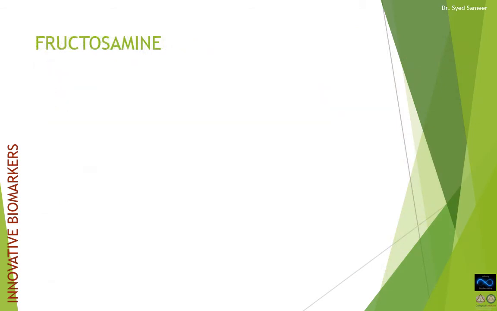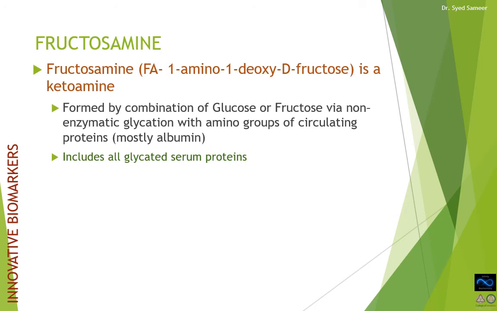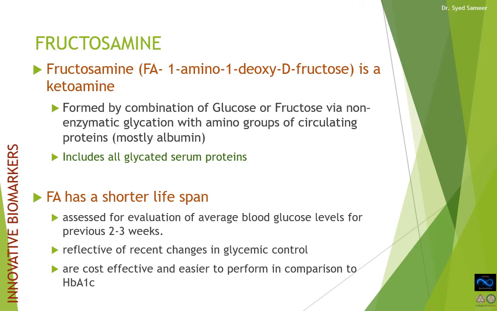Another innovative biomarker is fructosamine. Fructosamine is similar to glycated albumin. It is a ketoamine. It is also formed by the glucose or fructose reaction, glycation, with the amino group of the proteins, all proteins. So it includes all glycated serum proteins. It has a shorter lifespan and it can assess the blood glucose levels for the previous 2 to 3 weeks, similar to glycated albumin, and it is also reflective of recent changes in the glycemic control up to 15 days. It is preferred nowadays. Why? Because it is cost effective and easier to perform in comparison to HbA1c as well.